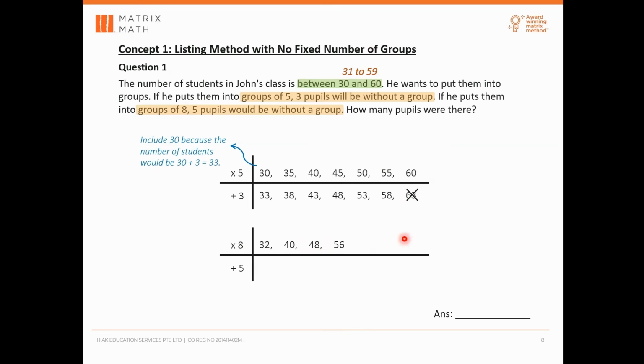If you want to include the next number also, you can. Then later you just cross out because it's out of range. So it's okay to put more numbers. You just need to know which one you can consider, which one you cannot. Okay, then you have extra 5 pupils, so you need to add 5 to the multiples. So 40 plus 5, 48 plus 5, 56 plus 5. Now, can you all key into the chat what the answer is?